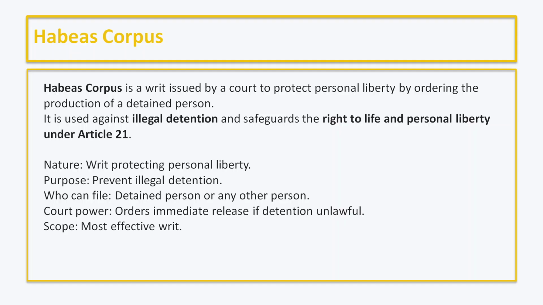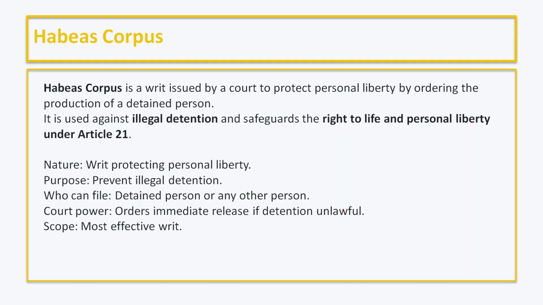Another very important point that we should remember is this: the writ of habeas corpus can be filed not only by the detained person but also by any other person on his behalf. So, if person A is detained and is not able to file the writ of habeas corpus, person B, a relative of person A, still can file this habeas corpus in court.